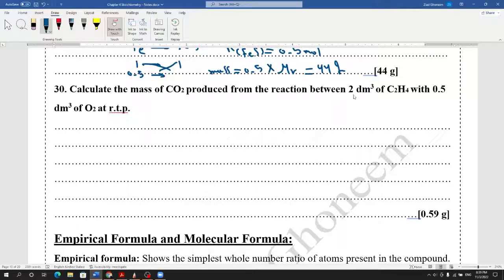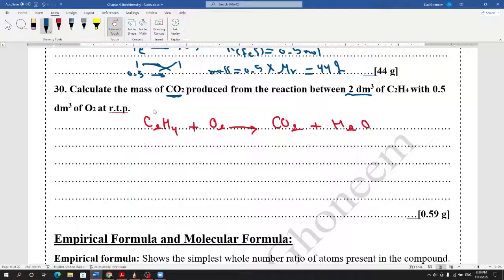Calculate the mass of carbon dioxide produced from the reaction between 2 decimeter cube of ethene with 0.5 decimeter cube of oxygen. We need the mass of carbon dioxide. First of all, we need to write the balanced chemical equation. So we have C2H4 plus oxygen, which will give out carbon dioxide and water. A simple combustion reaction of hydrocarbon.